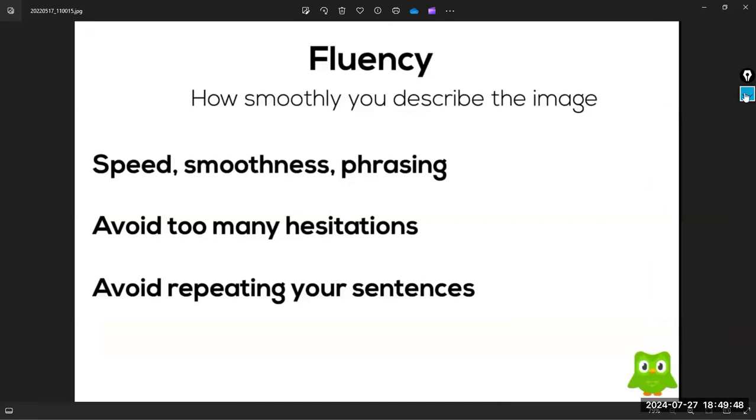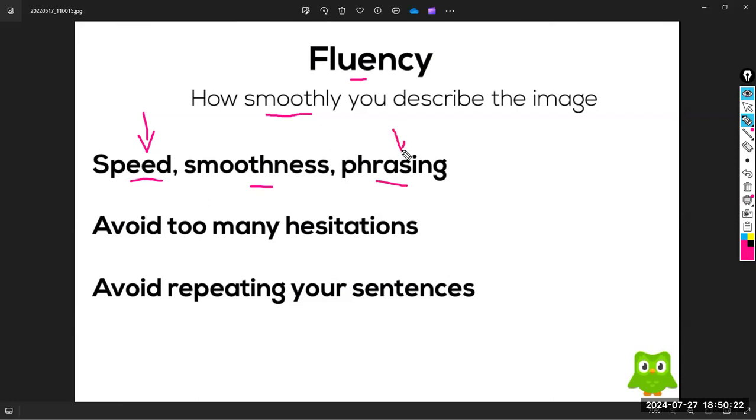So now let's talk about fluency. Fluency is how smoothly you describe the image. Absolutely, you have to adopt the correct speed. Don't be really fast and don't be really slow. Smoothness is the correct transition between the sentences. Let me give an example. Don't talk about the surroundings, then talk about people, and after that go back to talk about the surroundings. So you have to be smooth in describing the image.